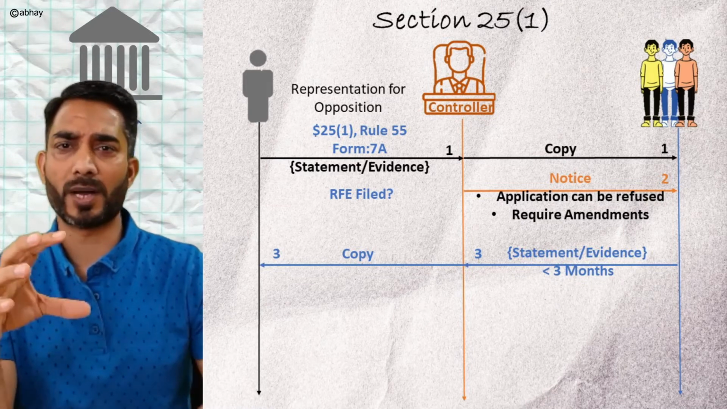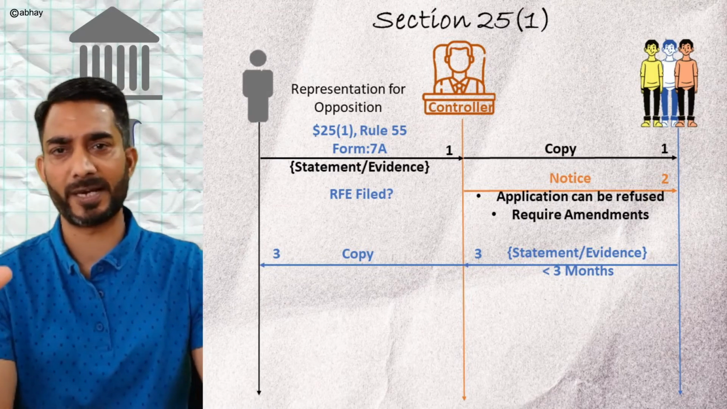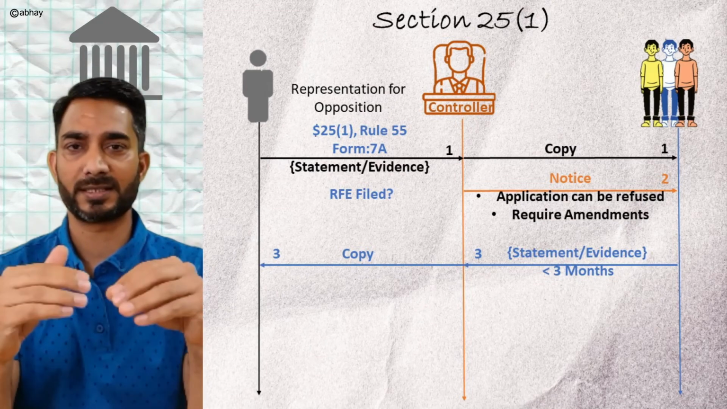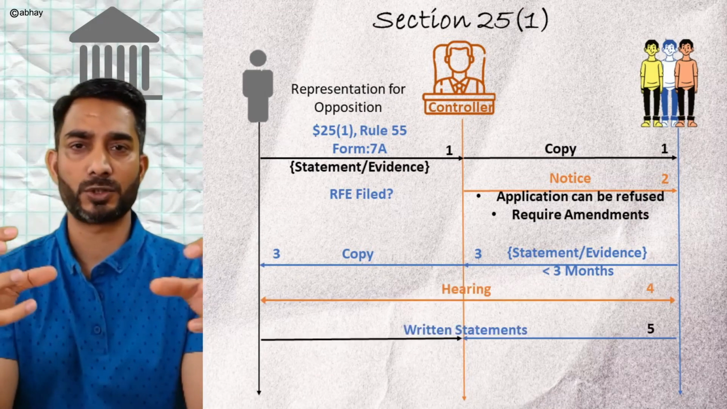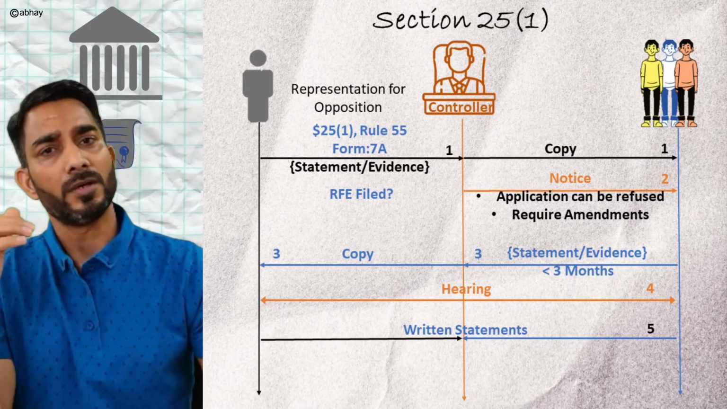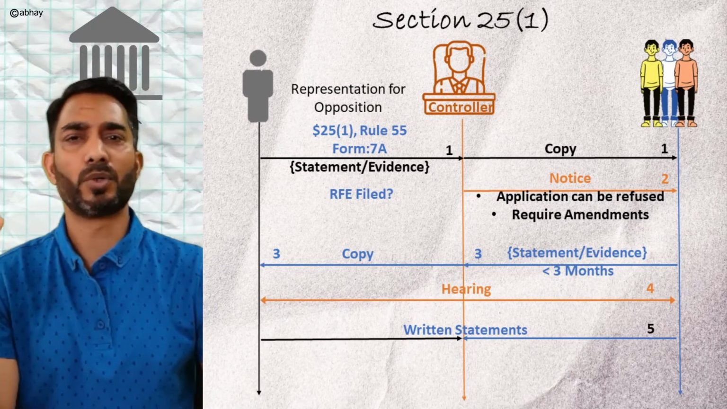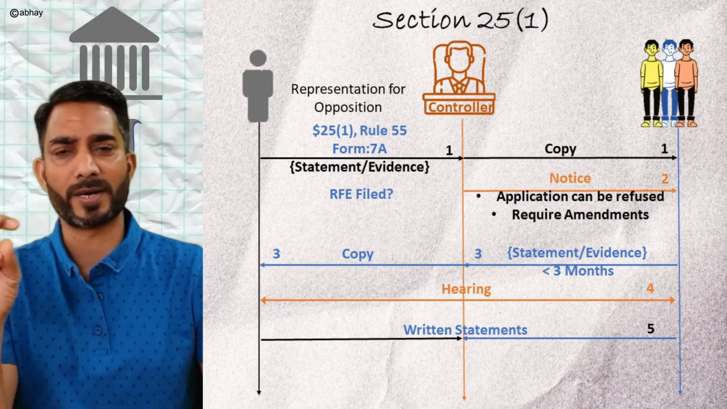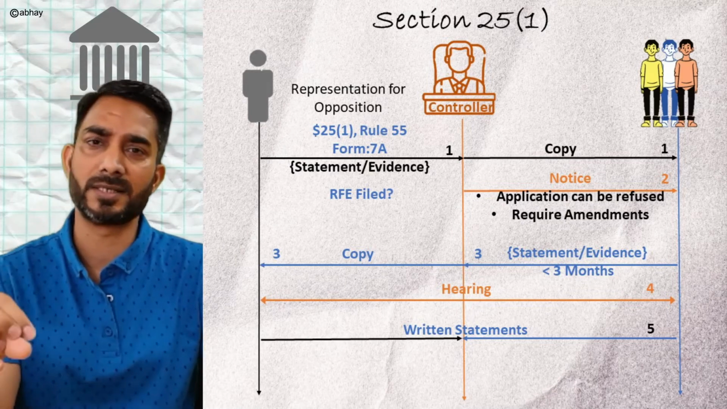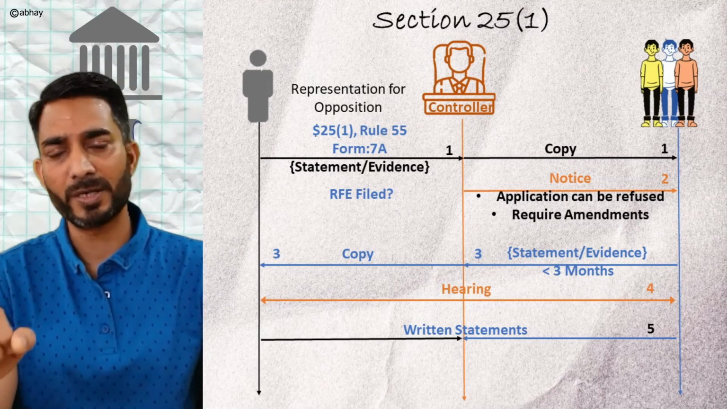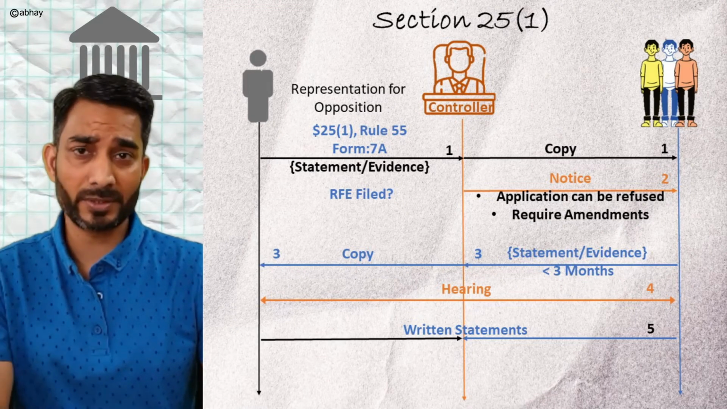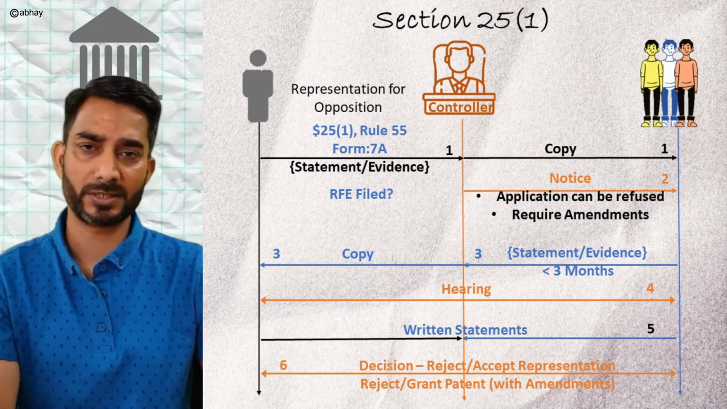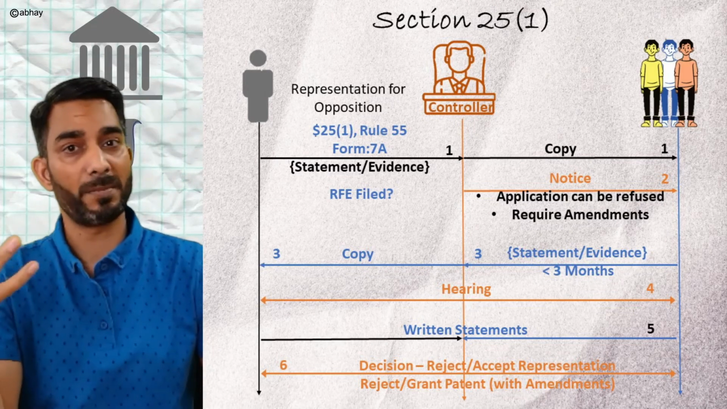Once this to and fro has happened between the opponent and the applicant with regards to their statements and their evidences, their replies and their responses, the controller can schedule a hearing for both the parties to come forward and make their arguments. Once such a hearing is scheduled, both the parties again would submit written statements. Upon going through all the statements, evidences provided by both the parties and the hearings and the written statements, the controller will make a judgment with respect to either allowing the representation, in that way rejecting the application, or disallowing the representation and granting the application, maybe with few amendments.